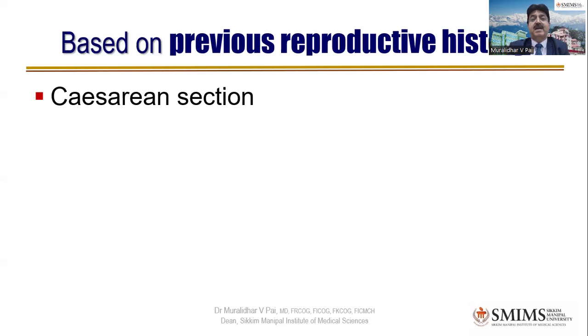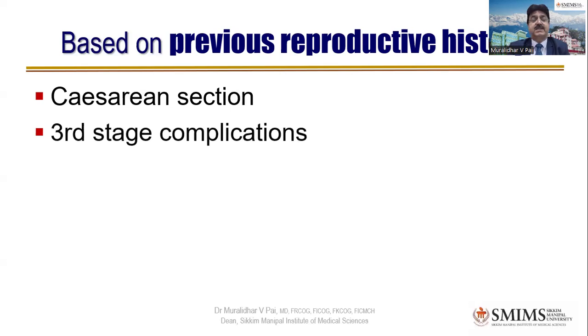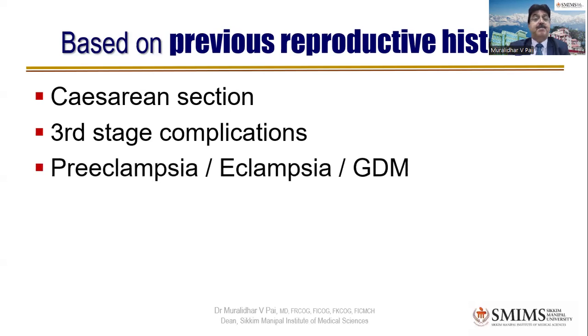That is the meaning of high risk pregnancy. Third stage complications: suppose the patient had either a postpartum hemorrhage or inversion of uterus or even rupture of the uterus or cervical tears. These patients may definitely have repeat problems this time. Preeclampsia, eclampsia, and GDM. We know 25% of preeclampsia can repeat itself.